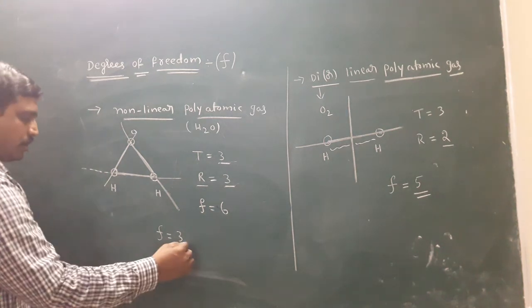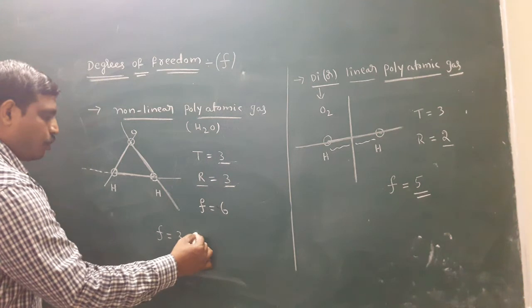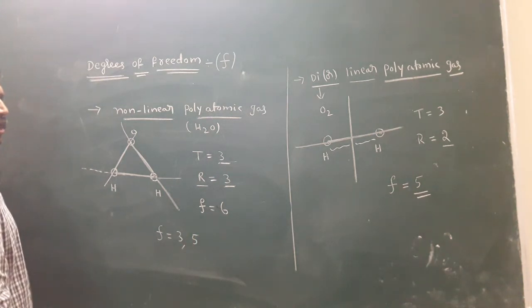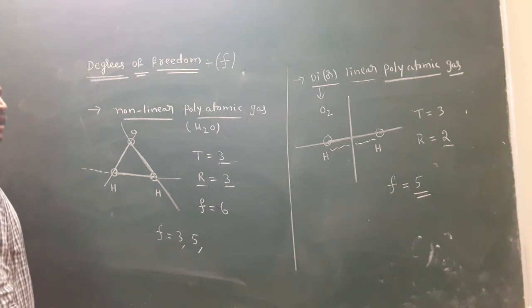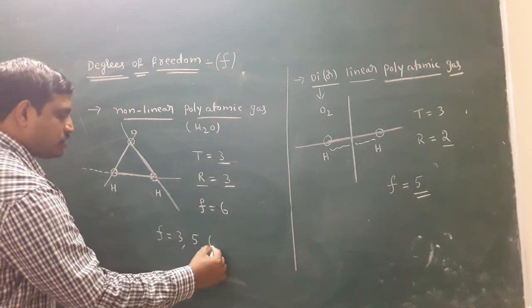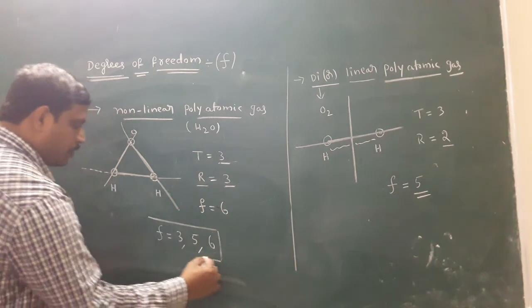Only look at the degrees of freedom: for monoatomic gas 3, for diatomic or linear polyatomic gas 5, and for non-linear polyatomic gas 6. This is one.